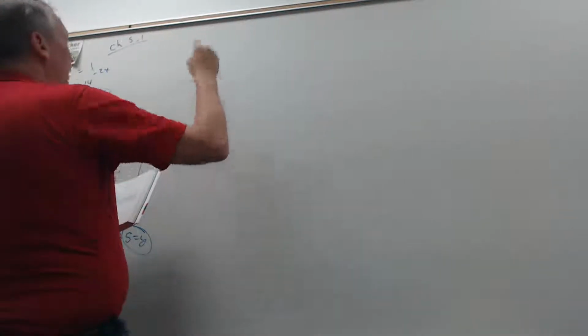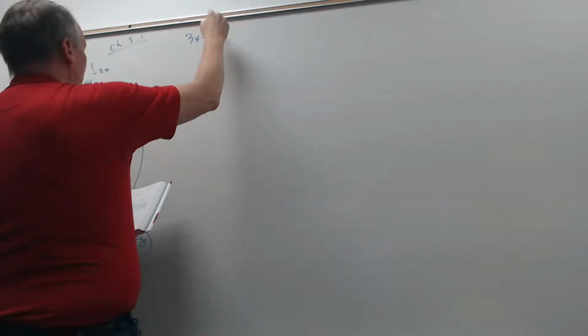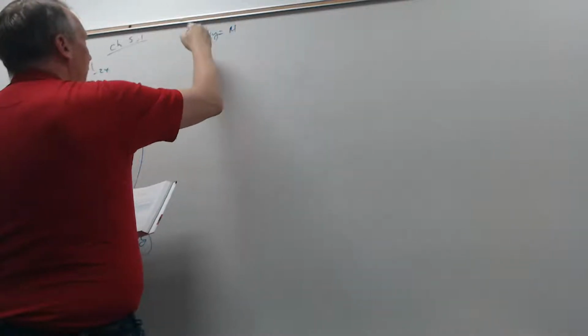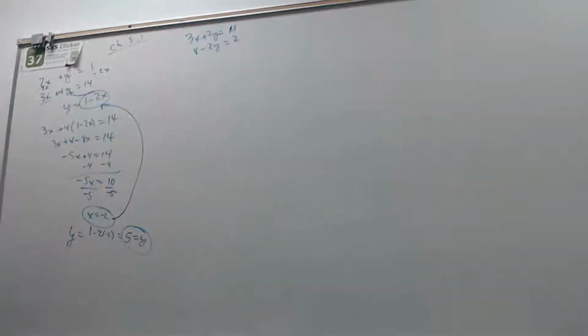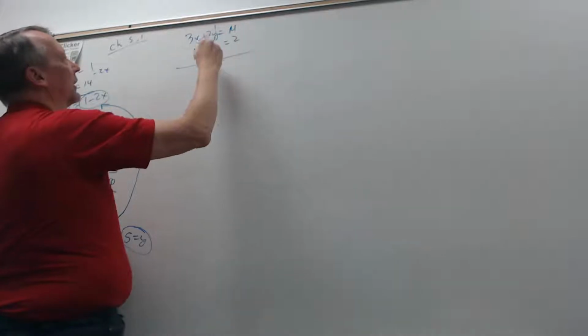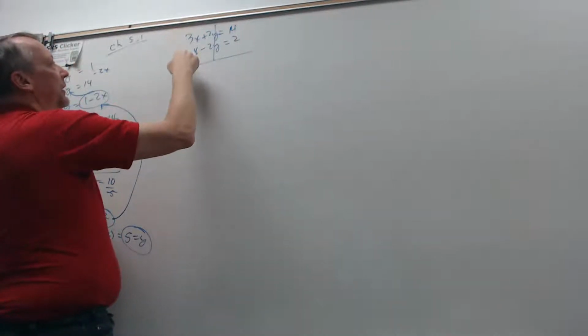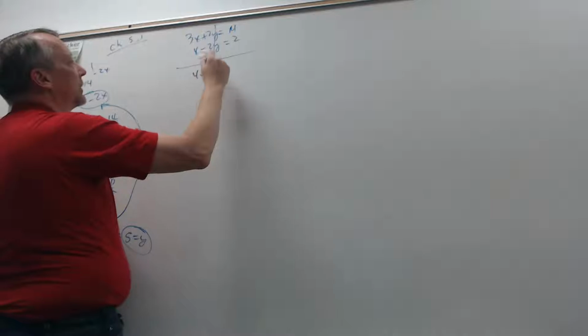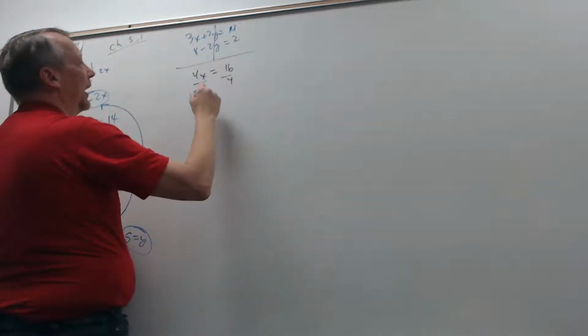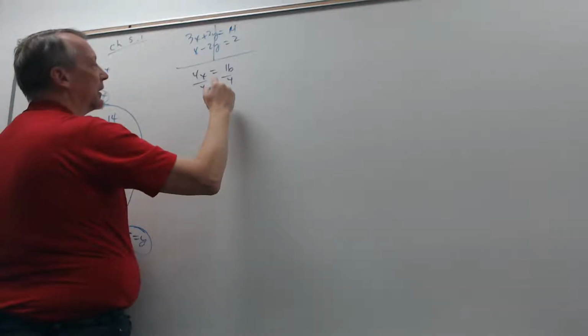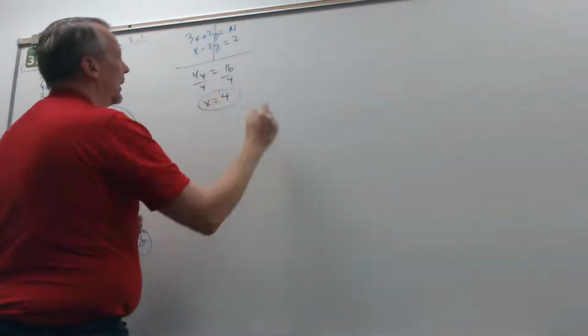What if I had 3x plus 2y equals 14 and x minus 2y equals 2? I'll pick on Bailey because this is what she wanted to do in the first place, right? Both of the y's, so the y's clearly cancel if I add them, right? If I add these together, I'm going to get 4x equals 16. Divided by 4, x equals 4.